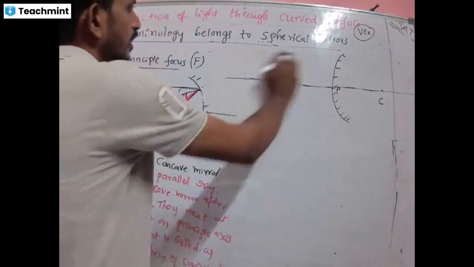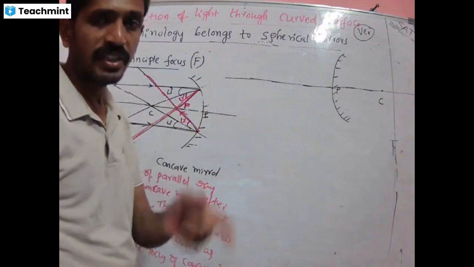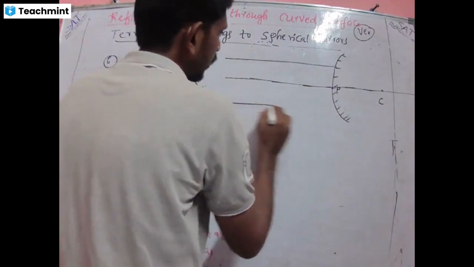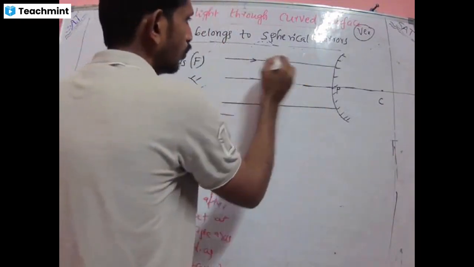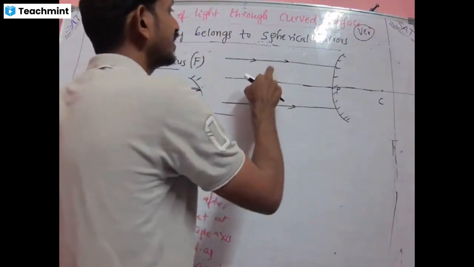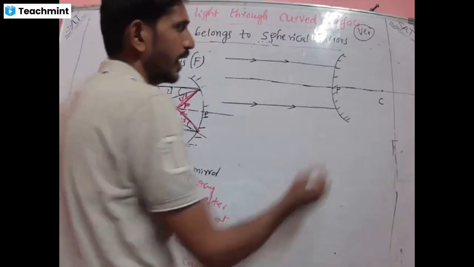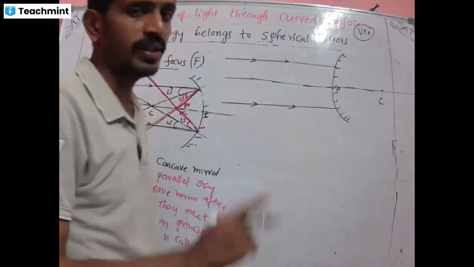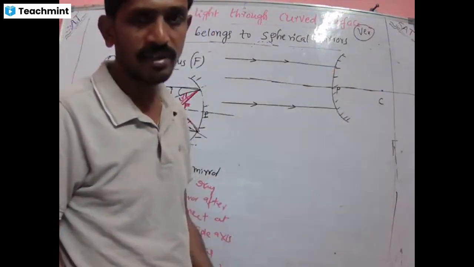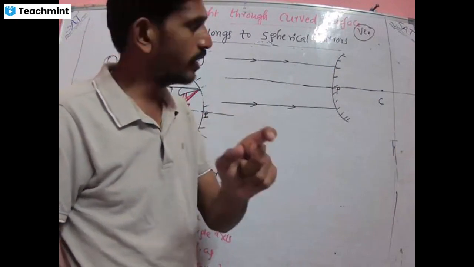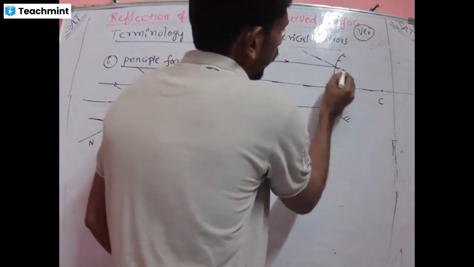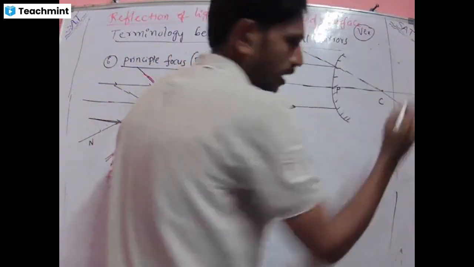Now in this case also, we take a beam of rays which are parallel to the principal axis. I can take these two rays which are parallel to the principal axis and incident on the convex mirror. At the point of incidence, draw the normal. How to draw the normal here? Just join the point of incidence and the center of curvature. That line is called the normal. This is my normal for this point.